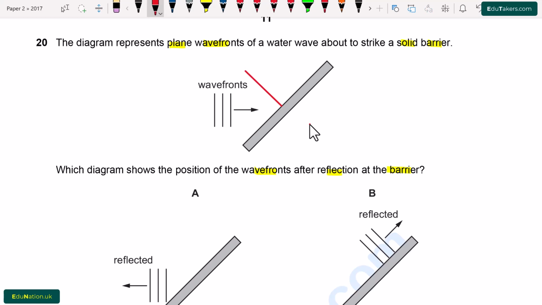Next, when the wavefront comes towards the barrier, this blue line basically represents the wavefronts that reach the solid barrier. And the law of reflection is that the angle of incidence must be equal to the angle of reflection. So this ray will be reflected horizontally in this direction.